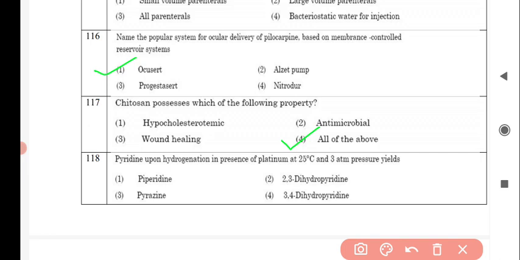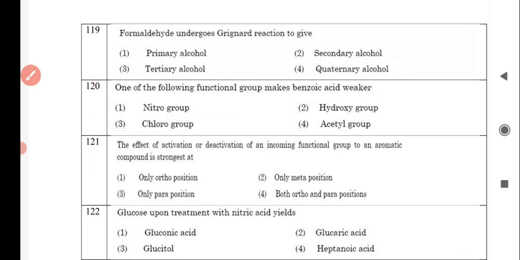Next question is, pyridine upon hydrogenation in presence of platinum at 25 degrees Celsius and 3 atmospheric pressure yields. And the correct answer is option number 1, piperidine. Next question is, formaldehyde undergoes Grignard reaction to give, and the correct answer is option number 1, primary alcohol. Next question is, one of the following functional group makes benzoic acid weaker, and the correct answer is option number 2, hydroxy group.